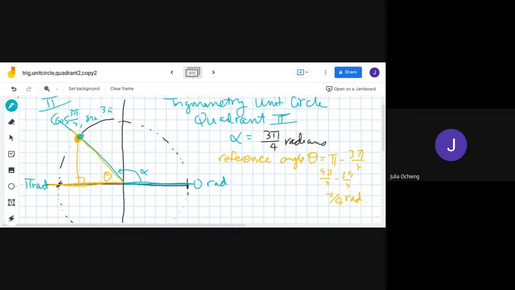And the cosine of 3 pi over 4 is going to end up being negative because the x value is negative. And the sine value is going to end up being what? And if you said positive, you have the right pattern there.